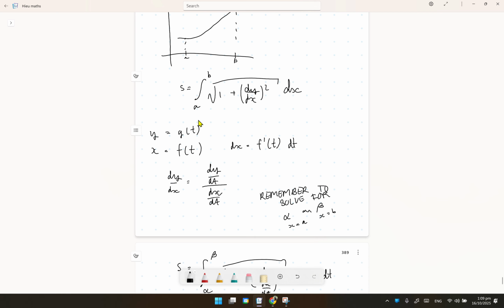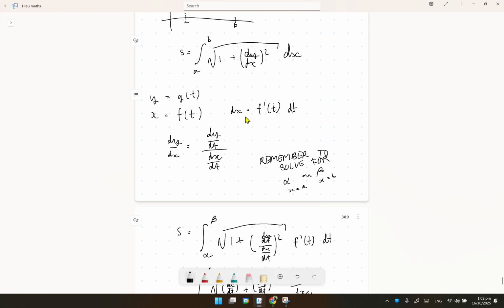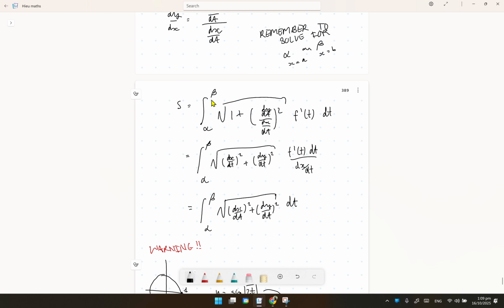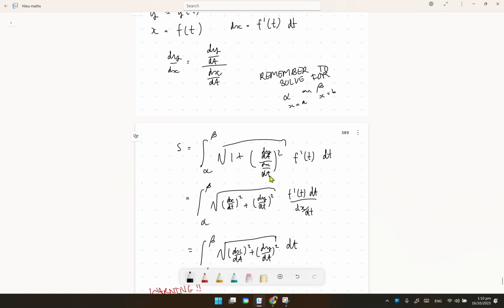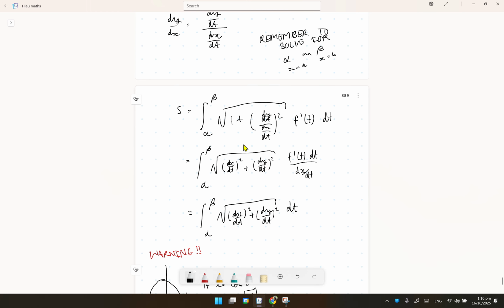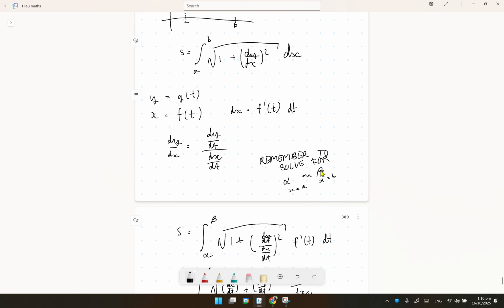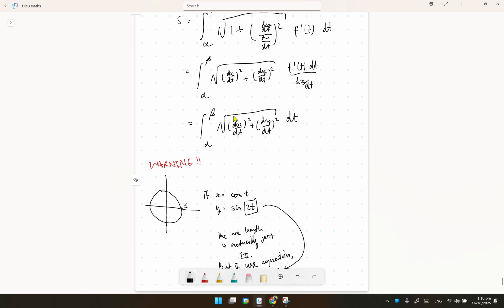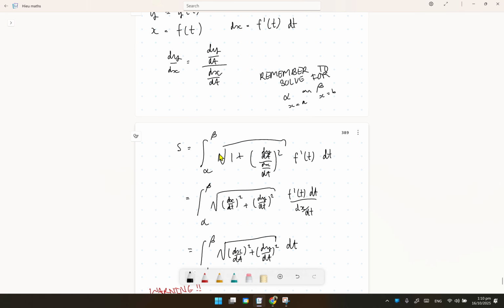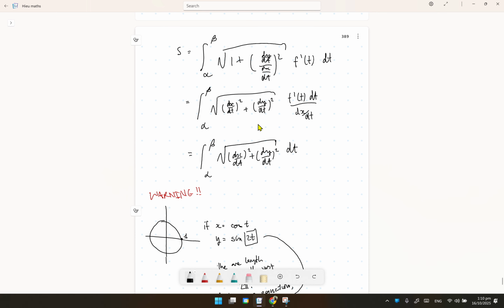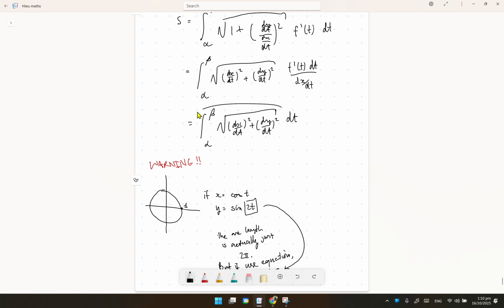So in the case of a parametric curve, you obviously have y equals g(t) and x equals f(t). And we already know how to find the gradient, so you can just put dy/dt over dx/dt into here. And through some transformations, what you end up with is the integral from alpha to beta. Remember, you have to solve for the limits. The square root of (dx/dt) squared plus (dy/dt) squared dt. You can get there by simply taking out the (dx/dt) squared and then doing some funny stuff to cancel out with the f'(t). You guys can try doing that, but this is just the equation here, and we're going to be using this equation.